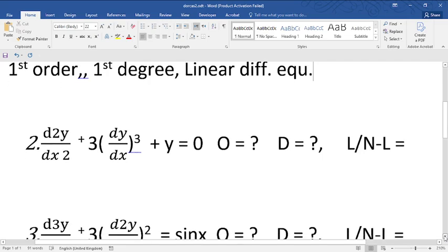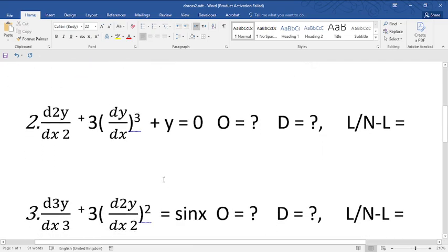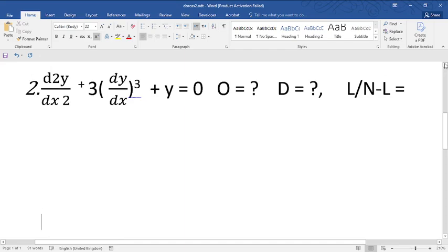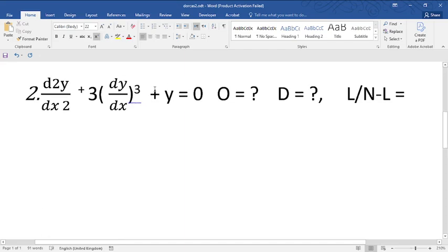Here we are having the square y all over the x square, d squared y over dx squared, plus 3 dy over dx all to the power of 3, plus y equals to 0. They ask you to determine your order, also your degree, and also whether it is a linear or non-linear equation.